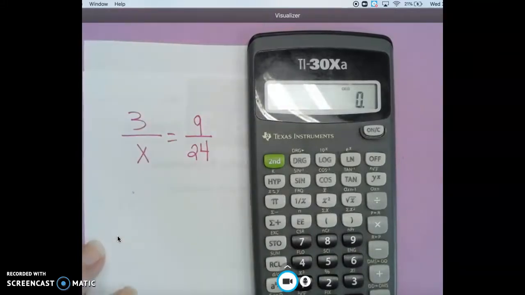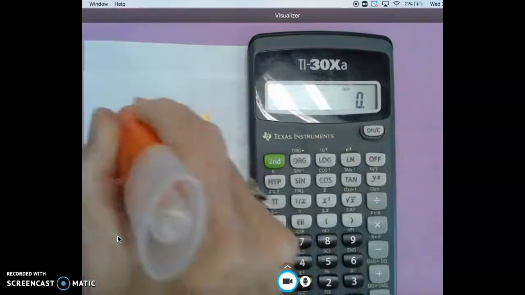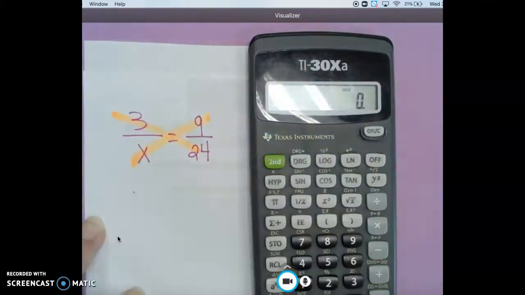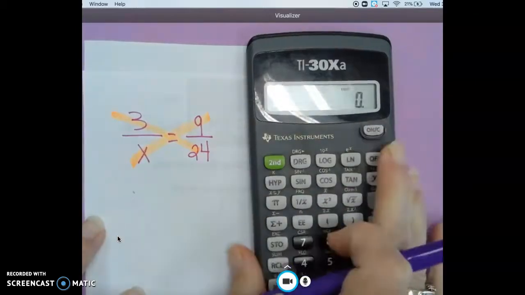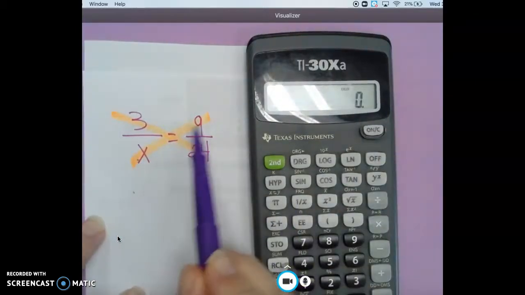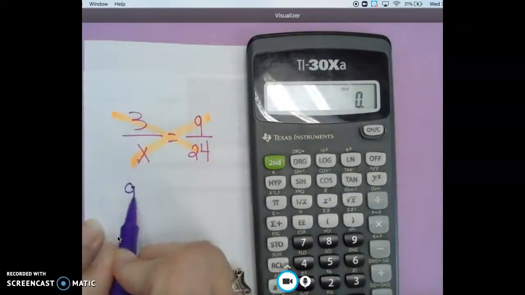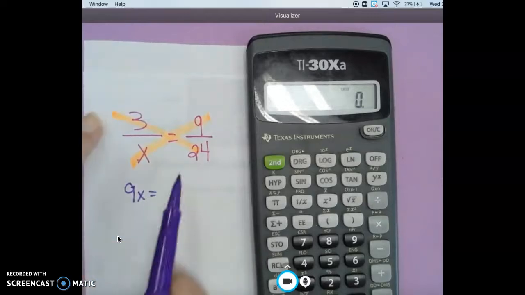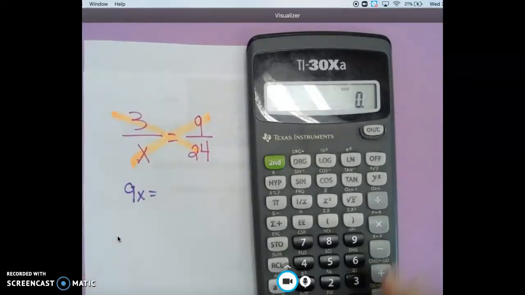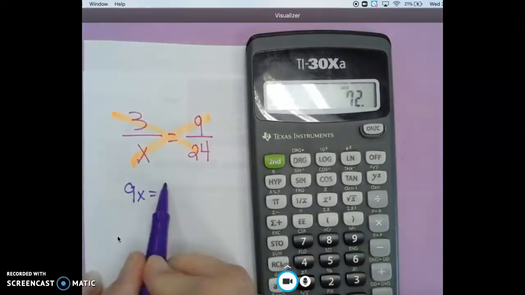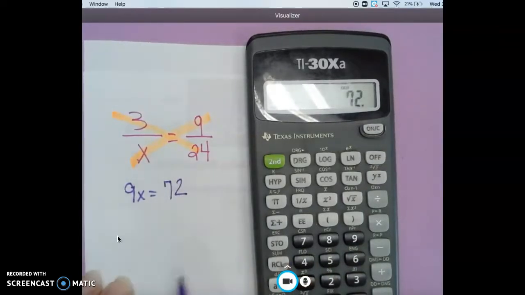Okay, again, all we're doing to start with is focusing on our diagonals. I'm going to go wherever my variable is. This time it is 9x. So I'm going to do 9 times x. And then I'm going to focus on this other diagonal, which is 3 times 24, which is 72.